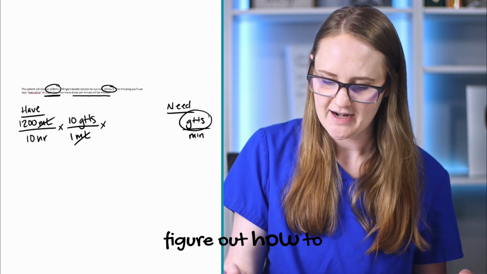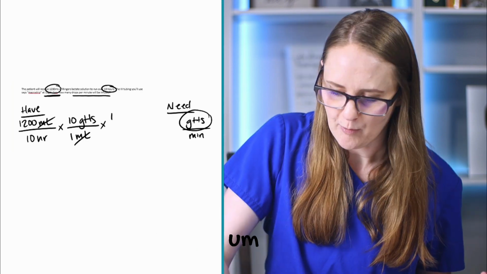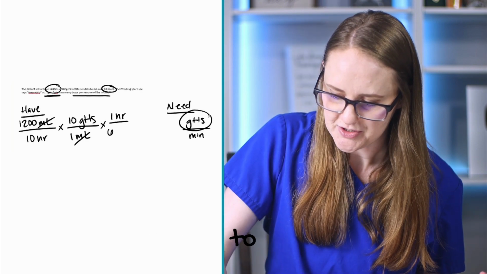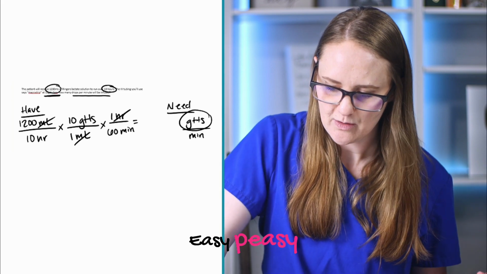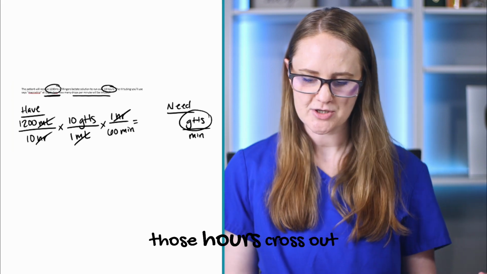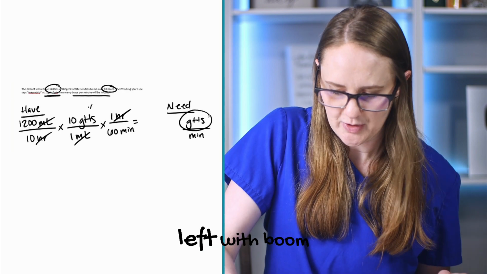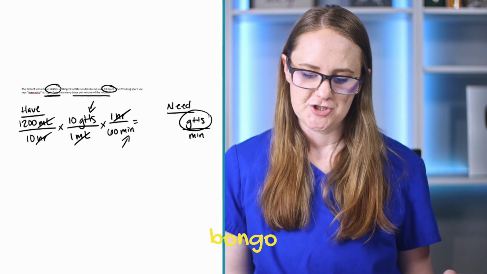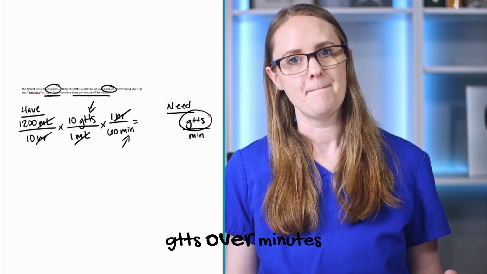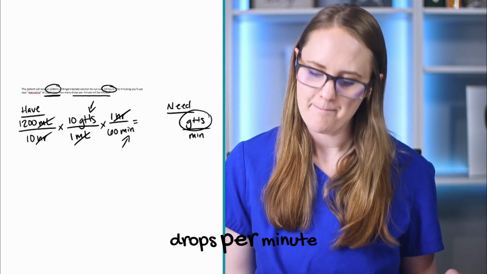Now we need to figure out how to get from hours to minutes. 1 hour is equal to 60 minutes. Easy peasy, 1 hour crosses out. Those hours cross out. Now we are just left with GTTS over minutes, drops per minute.